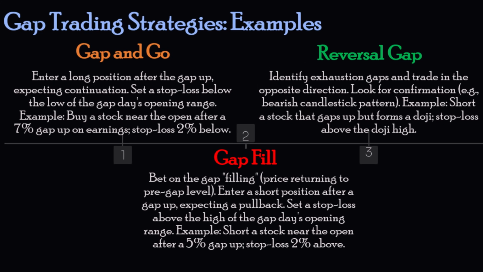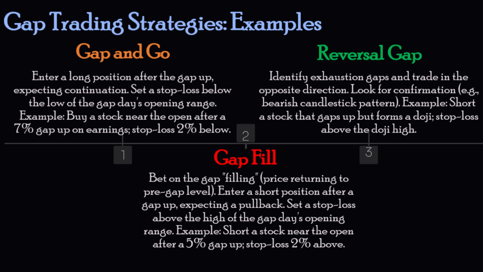Gap trading strategies. Examples: gap and go. Enter a long position after the gap up, expecting continuation. Set a stop loss below the low of the gap day's opening range. Example: buy a stock near the open after a 7% gap up on earnings. Stop loss 2% below.